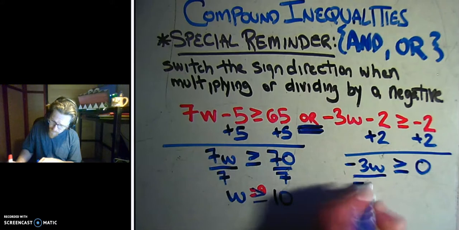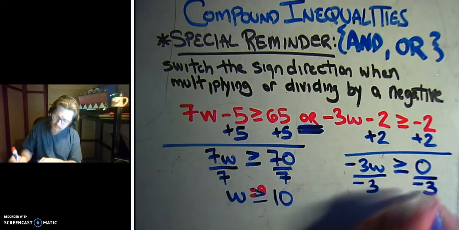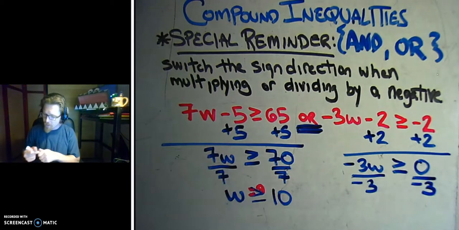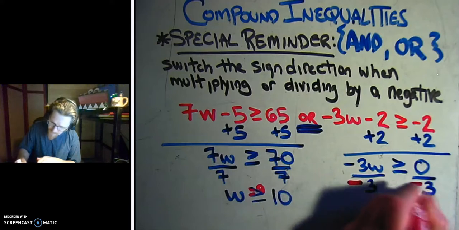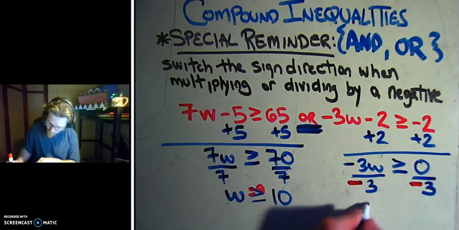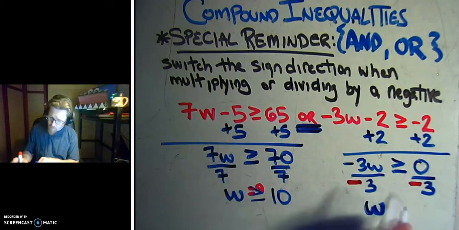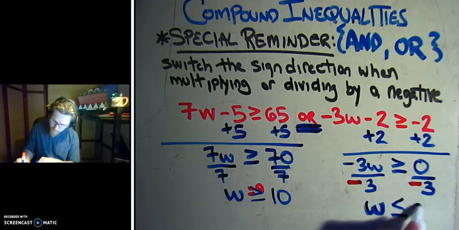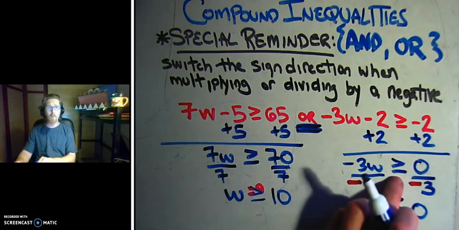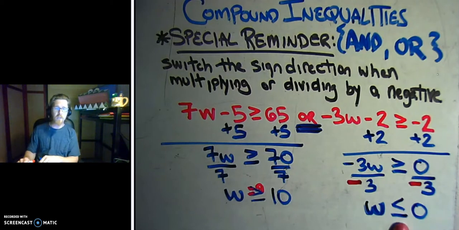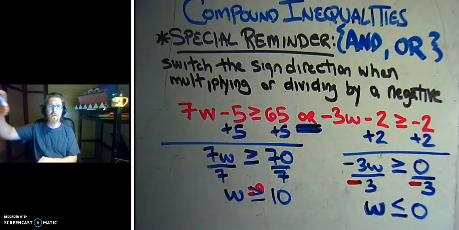I'm going to divide this time by a negative 3. And so here is where this special reminder comes into play. Notice I'm dividing by a negative on both sides. Because I'm doing that, the symbol is going to switch. So this is going to say w is now less than or equal to, and then 0 divided by negative 3 is 0. I want you to notice that the symbol was eating the w first, but now it switched and it turned away from the w. And so I used my special reminder trick.